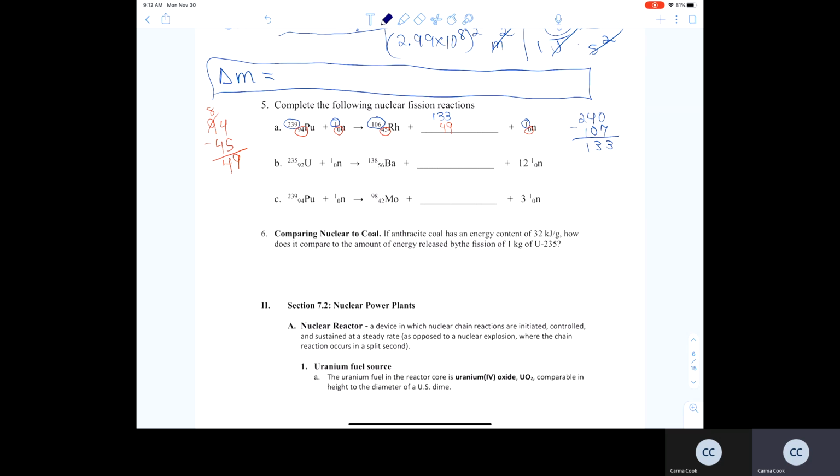And so now we consult our periodic table, and we're looking for an element whose atomic number is 49. And that element is indium, In. So that is our missing product on the right. So I'm going to leave B and C for us to do in our groups in class.